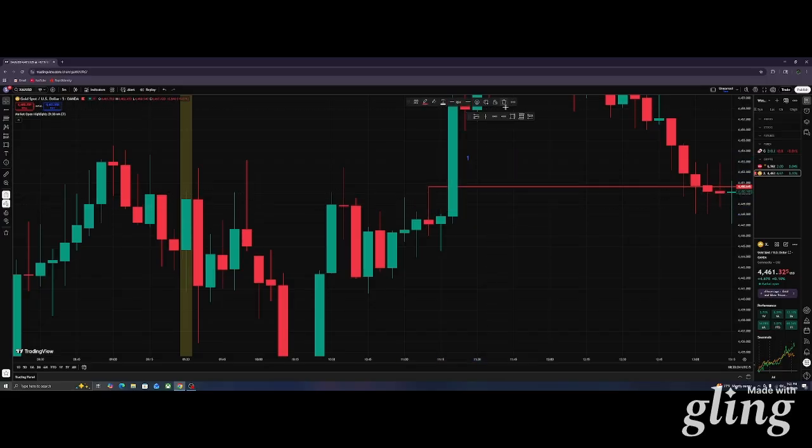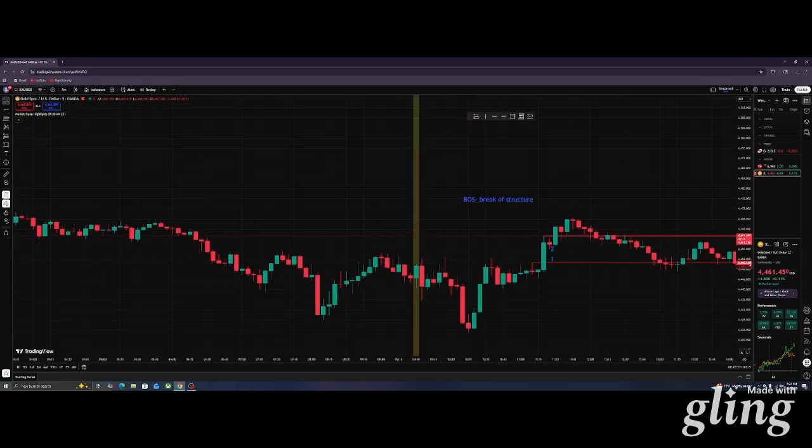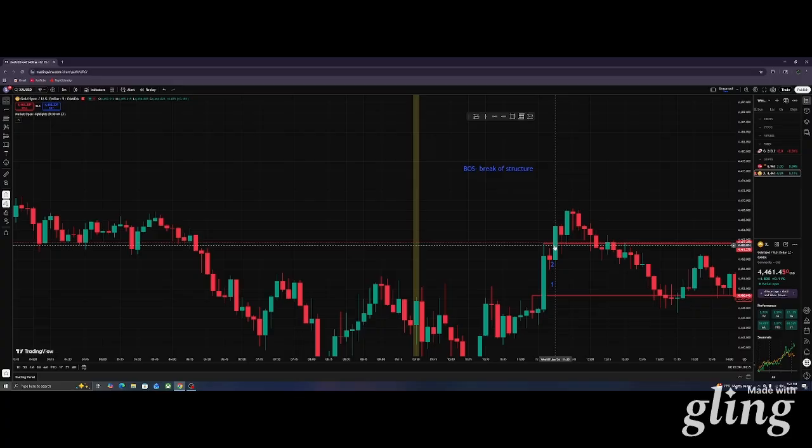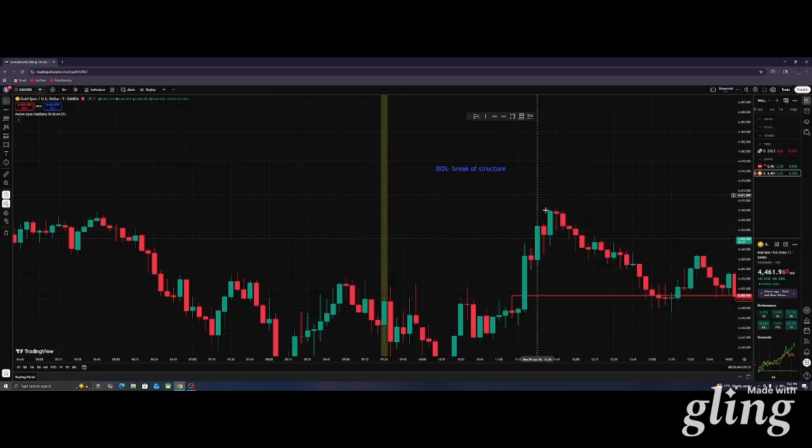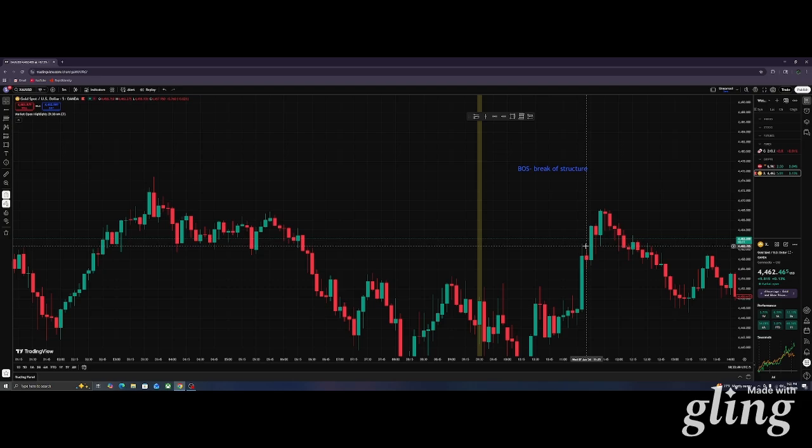So this is a break of structure to the upside, because what happens here, break of structure, it goes up. I know it goes down, that's why we don't use just break of structure. We need to use all of our key points when trading, because right here, if you put in a trade just because you have a break of structure, you would have lost, because what happens, market goes down.